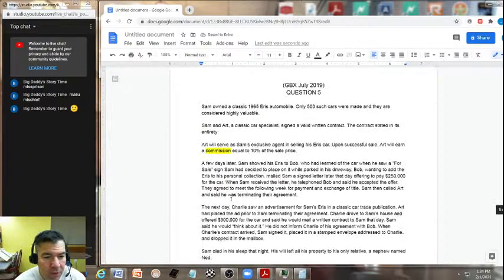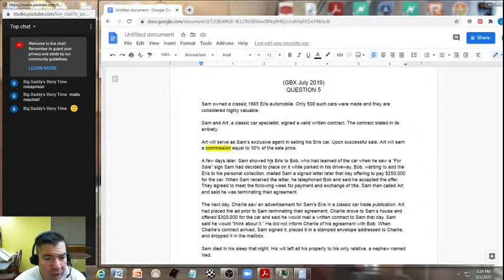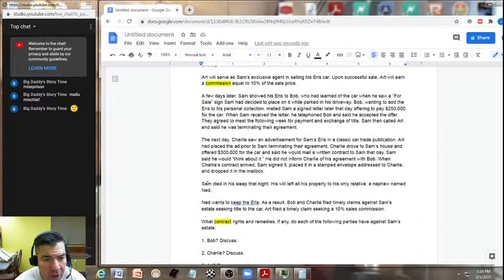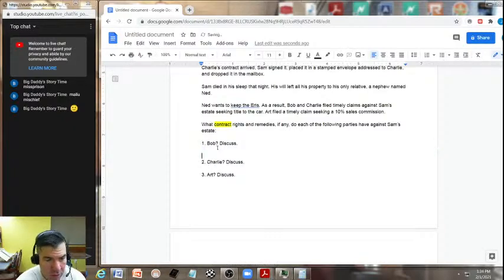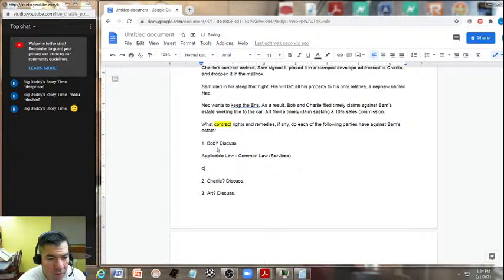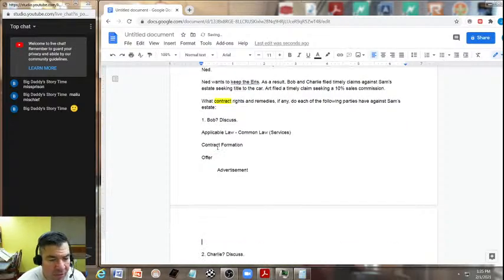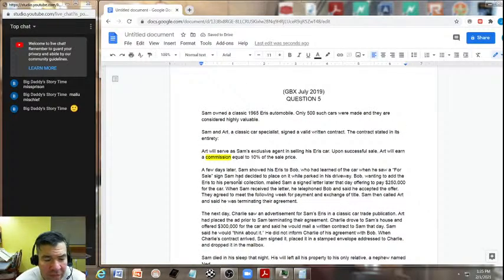Okay, now, a few days later, Sam showed his Heiress to Bob, who had learned of the car when he saw a for sale sign. Now write it down under Bob: applicable law, common law services. Now contract formation. This is where we talk offer, and under offer, advertisement pops up immediately, which generally is not considered a valid offer. That would be connected to the for sale sign that Sam had decided to place on it while it was parked in his driveway.